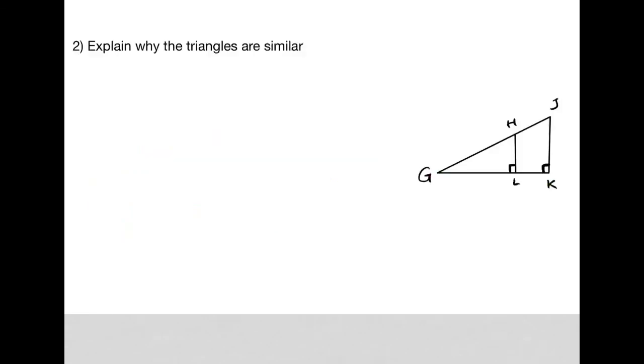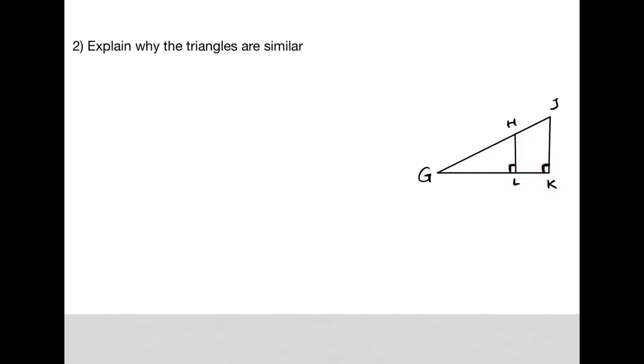Question number 2. Explain why the triangles are similar. So you see two triangles here. One of them is GHL, and the other one is GJK. Okay, so this one is the little one, GHL, and GJK. I'm going to show that these two triangles are similar to each other. I have to use one of those postulates that we had in the previous video. So if you look closely, angle L from the little triangle is given by 90 degrees, and angle K is given by the same amount, 90 degrees. So these two angles must be equal, they're congruent.